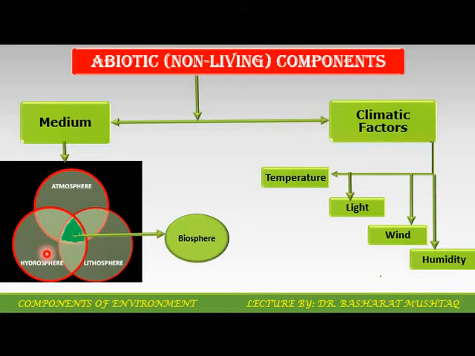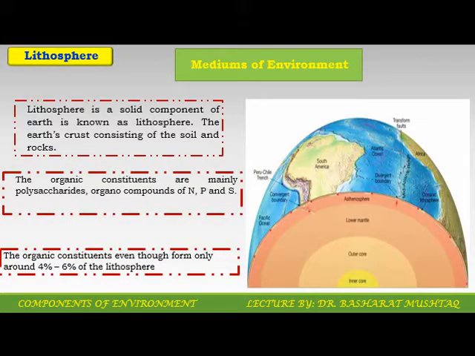Dear friends, the medium provides the habitat to the living organisms according to their habitat. Hence, the three mediums together constitute a living zone, which is known as biosphere. The other abiotic component is climate, which is also known as climatic factors such as temperature, light, wind, humidity, etc. So, let us briefly discuss the mediums of environment one by one.